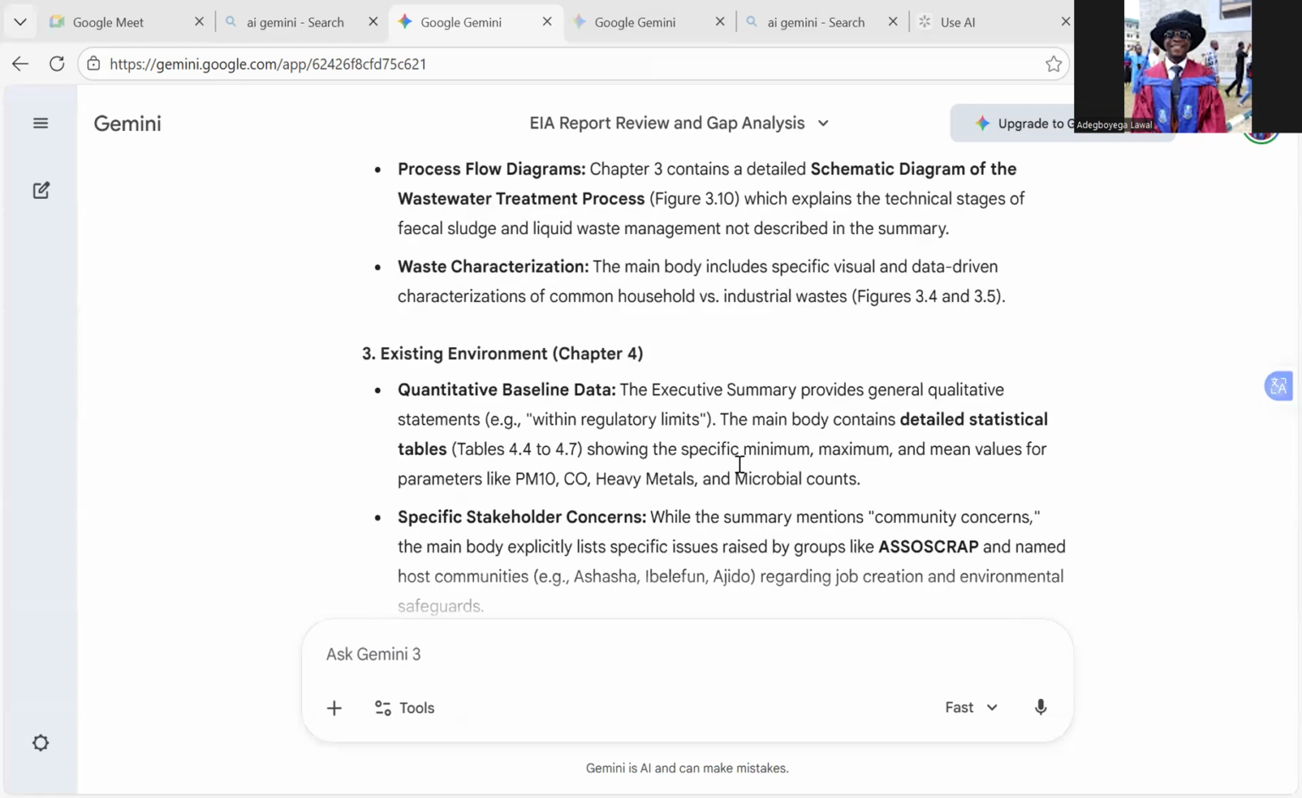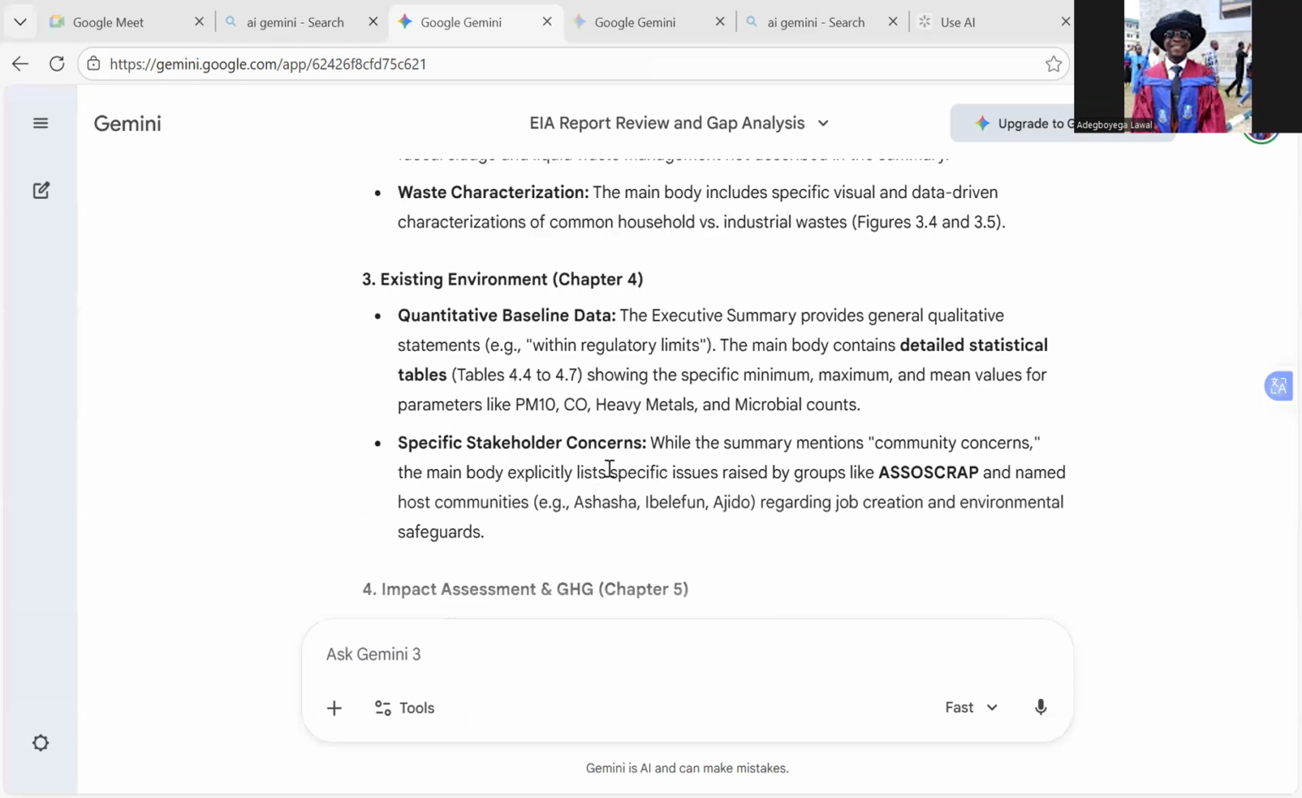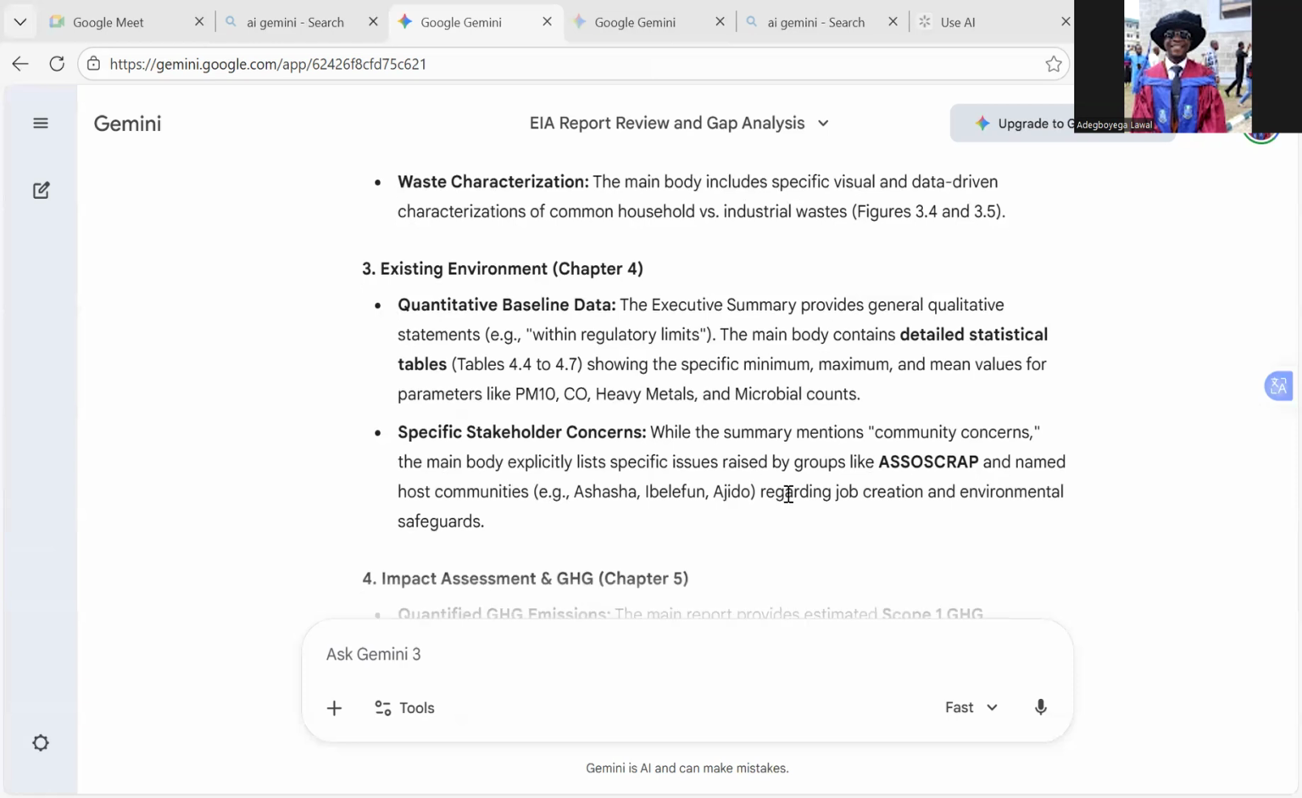Also, in chapter 4, there is some information that needed to be in the executive summary, such as the summary of the data. Most times they said they are within regulatory limits, but there is no specific limit being referred to. And under the stakeholders concerned, some bodies such as ASO Scrap and the host community were not clearly identified. So these are areas you can also highlight, including succinct information on this area.